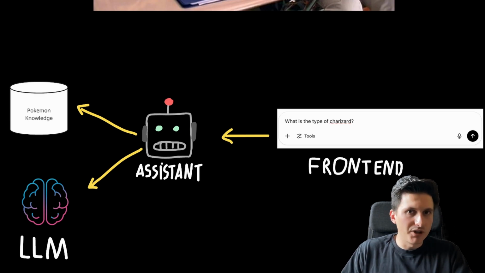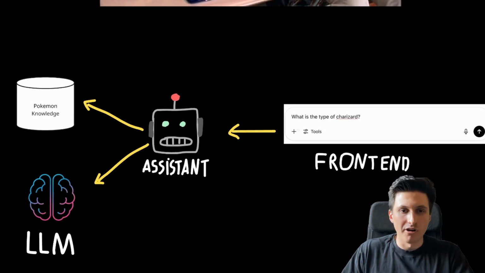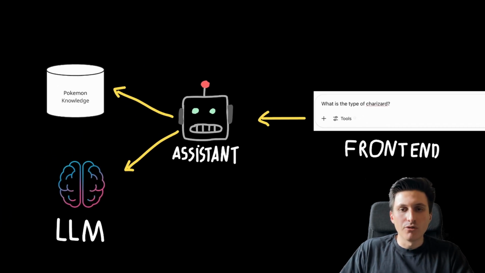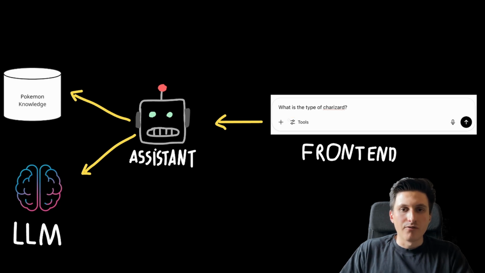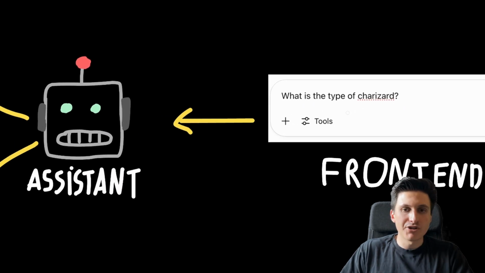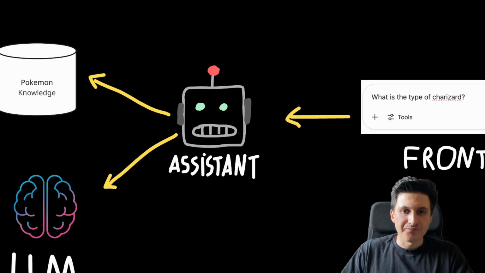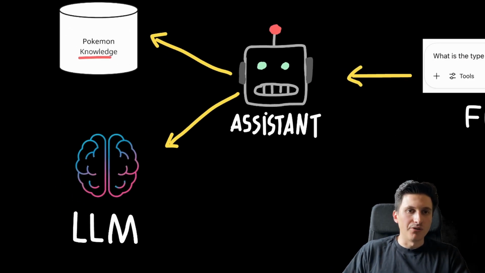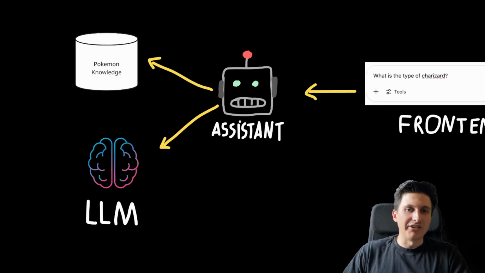If you are familiar with RAG, this will be very familiar, and otherwise you will probably learn a lot of things. So what's basically going to happen is we have a front end through which you can ask questions. For example, you ask in the front end, what is the type of Charizard? And it should be passed to an assistant, which can then, based on a knowledge base which contains Pokemon knowledge, and an LLM, formulate an answer.